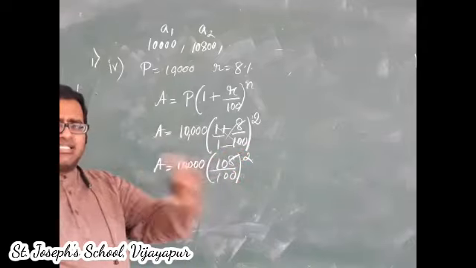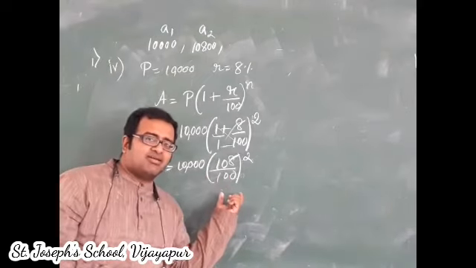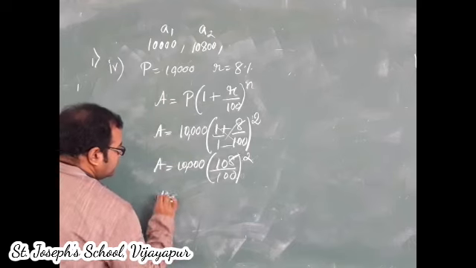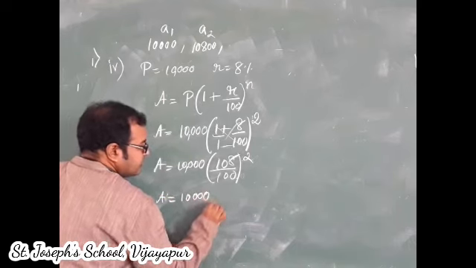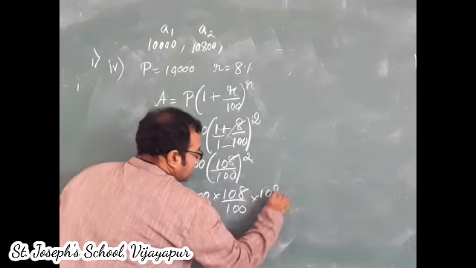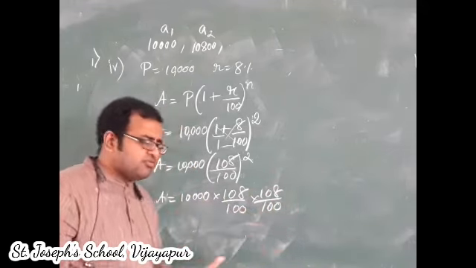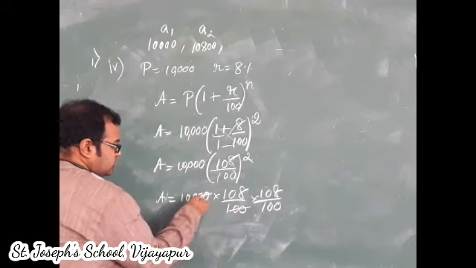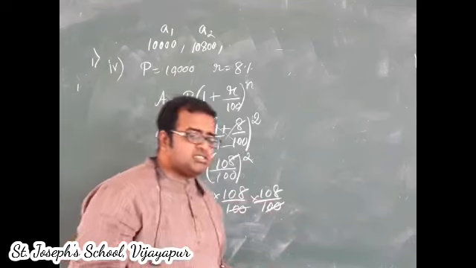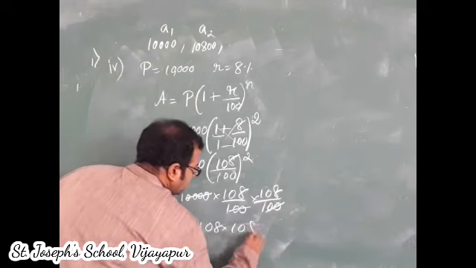So square means x squared is nothing but x into x. Y squared is y into y. So what is (108/100) squared? It is into itself. So next step, A is equal to 10,000 into 108/100 into 108/100. I hope it's easy. Just multiply it twice to itself. Now simplification: 2 zeros cancel here, 2 more zeros cancel. It is 108 into 108. So A is equal to 108 into 108.